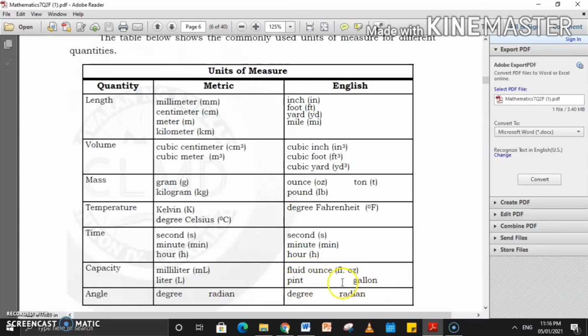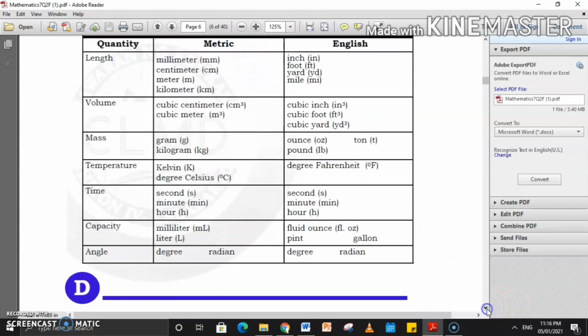Di ba, narinig nyo yung gallon? Halimbawa, bili ka nga doon ng 3 galong gasolina. Okay, 1 pint of salt. Okay? So, minsan naririnig nyo na yan. Tapos, halimbawa naman, bibili ka ng Coke, metric system ang ginagamit, bili ka ng 1.5 liter na Coke. Di ba? So, after naman natin ng quantity na capacity, punta naman tayo sa quantity for angles.